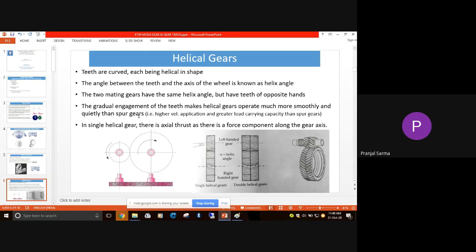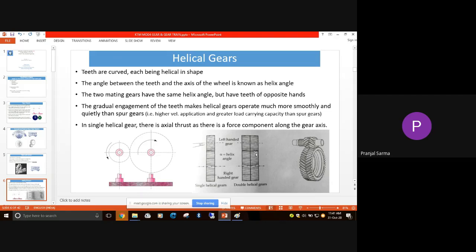This helical gear may be a single helical gear or it may be a double helical gear also. That means two helical gears can be engaged, just like in this particular figure, or like this. In this case you can see it's a double helical gear, or in this particular case this is a single helical gear.